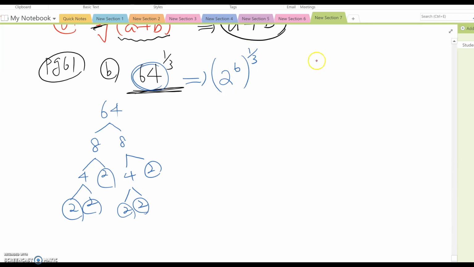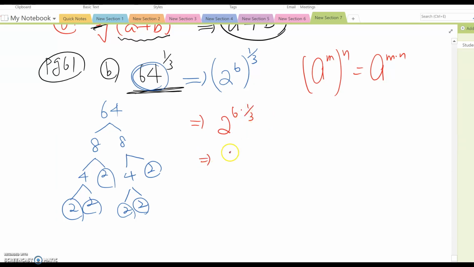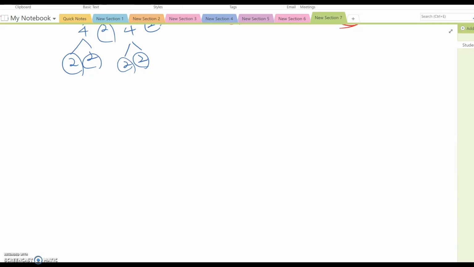Now you know the property a to the m, to the n, equals a to the mn. Therefore, this becomes 2 to the 6 times 1/3. So it is going to be 2 to the 6/3, which means 2 to the square power. So the answer becomes 4. Okay, another example, maybe h.